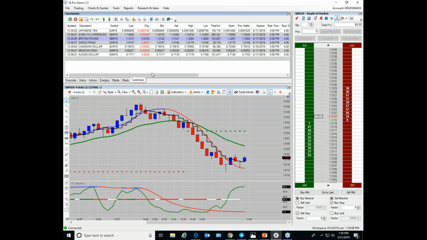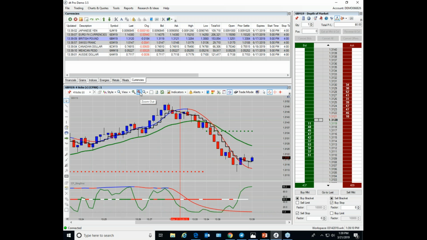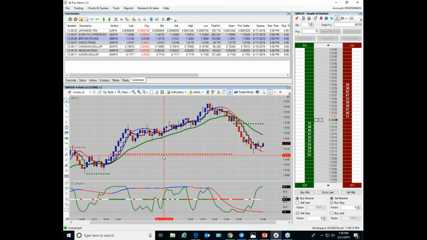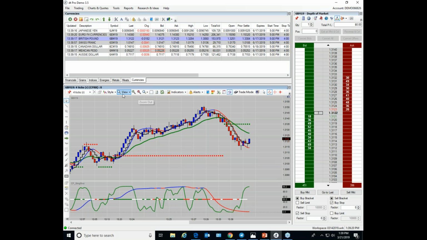Let's go to the British pound. I don't know why. Let's see if we're trending. Not so easy and obvious because we're finding some support right at old dynamic resistance. Okay. So let's not do anything there.